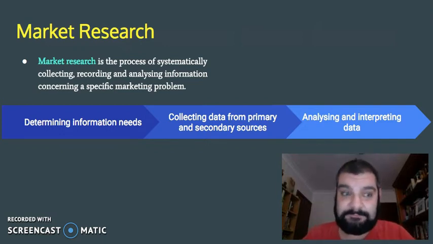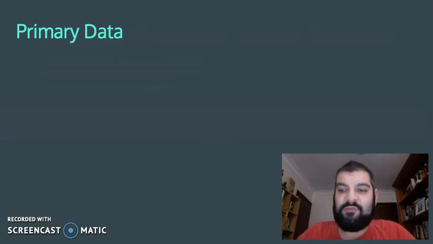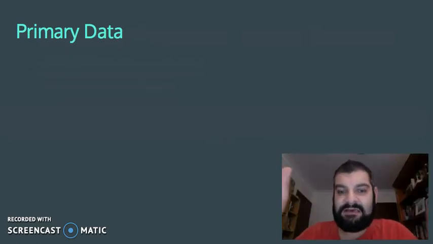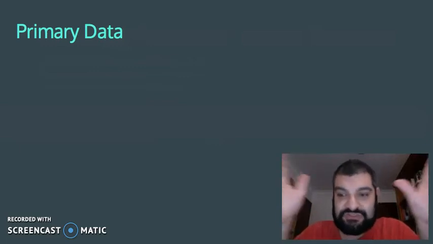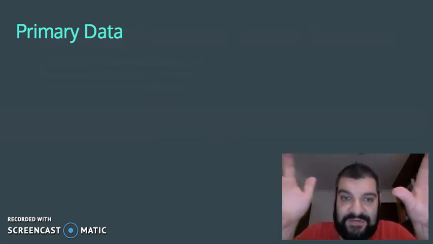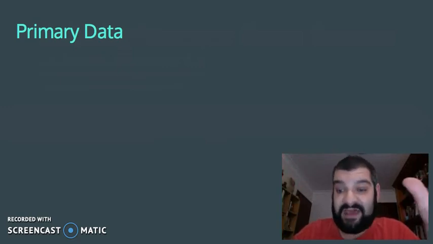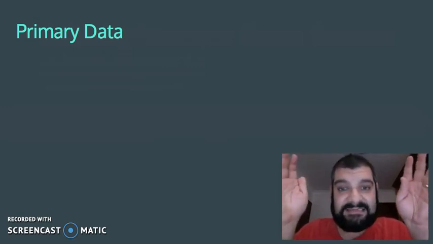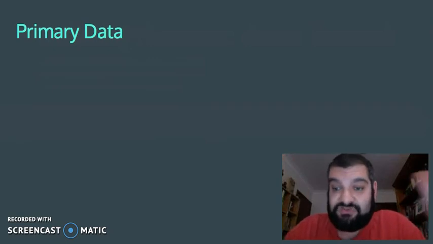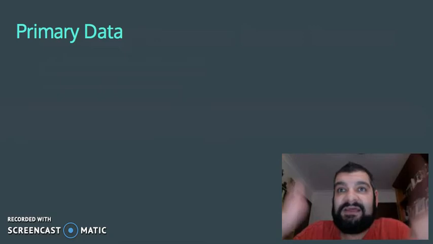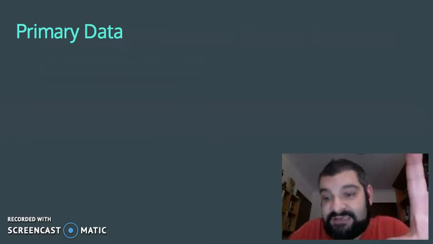So, starting with primary data, this is data that's been collected from the original source. This is data that's been collected maybe face to face, but it's collected from its original source. It's not something that's been already collected and interpreted by someone else.